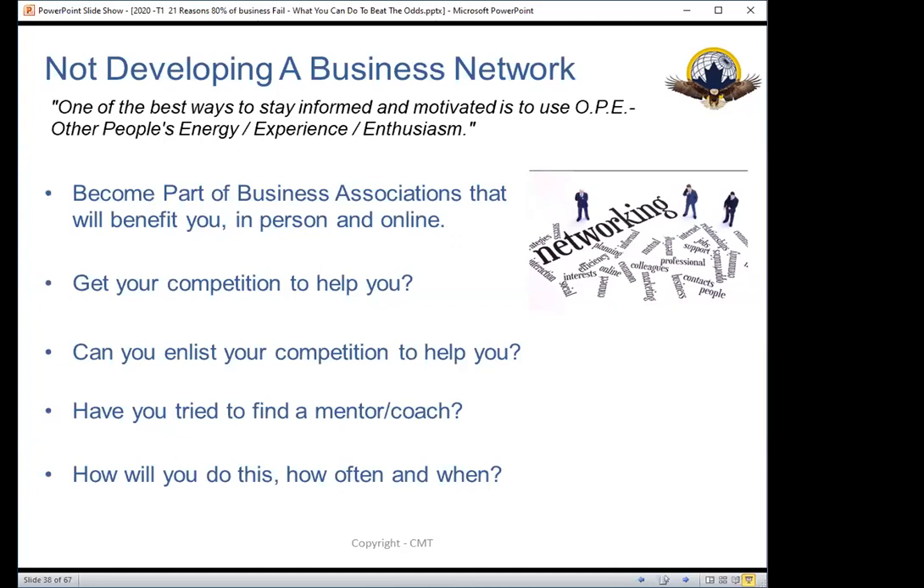So let's talk about developing a business network. And that's on page number 12. We're making pretty good time here. So you want to become part of a business association that benefits you, in person and online. You want to make sure you're getting leads of some sort. You want to guarantee you're getting leads. Some event groups or networking groups will give you leads right away, and some will make you grow a relationship with them over a period of time. You've got to know which one you're dealing with.